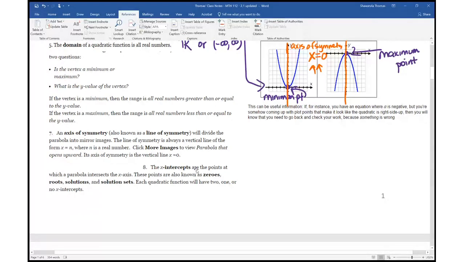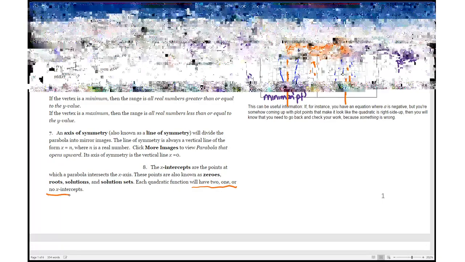The x-intercepts are the points at which a parabola intersects the x-axis, and these points are known as zeros, roots, solutions, and solution sets. So x-intercepts can be called zeros, roots, solutions, and solution sets. If we use those words, we're using those terms interchangeably. Each quadratic function will have two, one, or even no intercepts at times. So let's see what they mean about all of these characteristics.